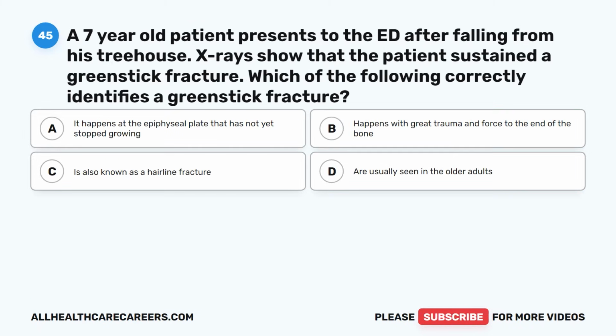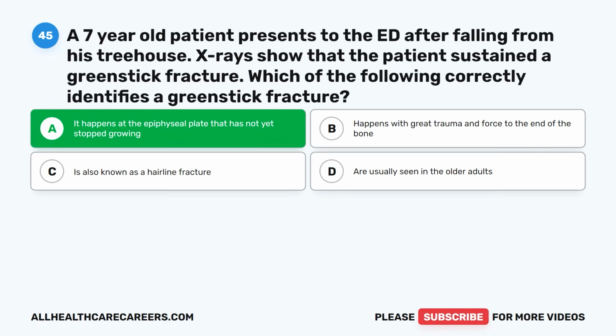Question 45. A 7-year-old patient presents to the ED after falling from his treehouse. X-rays show that the patient sustained a greenstick fracture. Which of the following correctly identifies a greenstick fracture? A. It happens at the epiphyseal plate that has not yet stopped growing. B. Happens with great trauma and force to the end of the bone. C. Is also known as a hairline fracture. D. Are usually seen in the older adults. The correct answer is A.